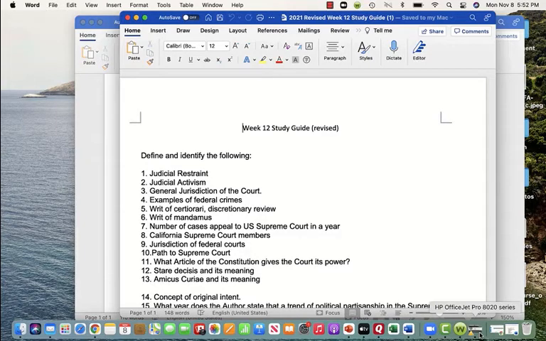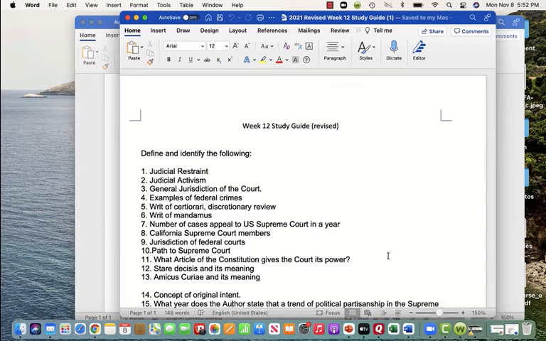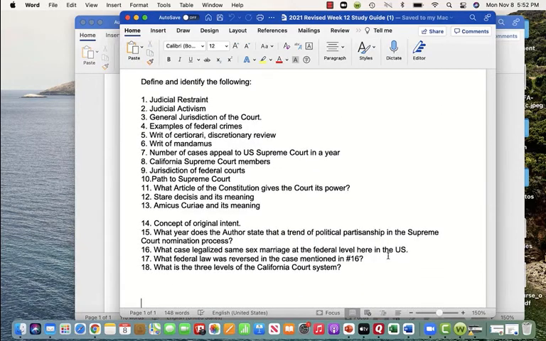Know examples of federal crimes. Some federal crimes might be something like transporting drugs across the border, transporting people across the border, maybe transporting guns across the border. And most cases in federal court will be heard at the district court level. All right?